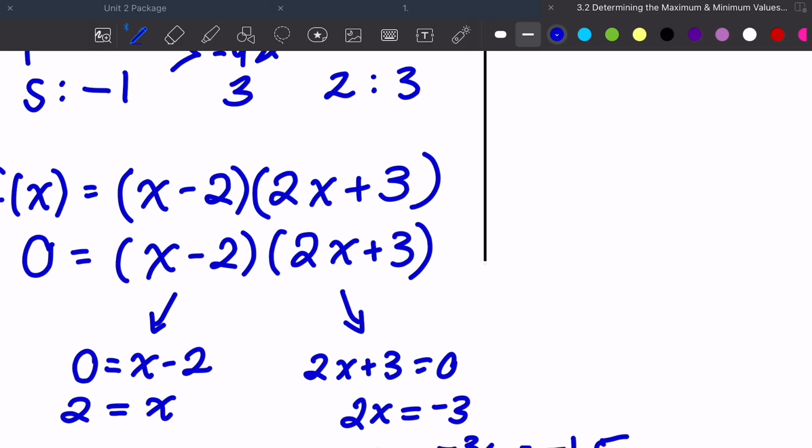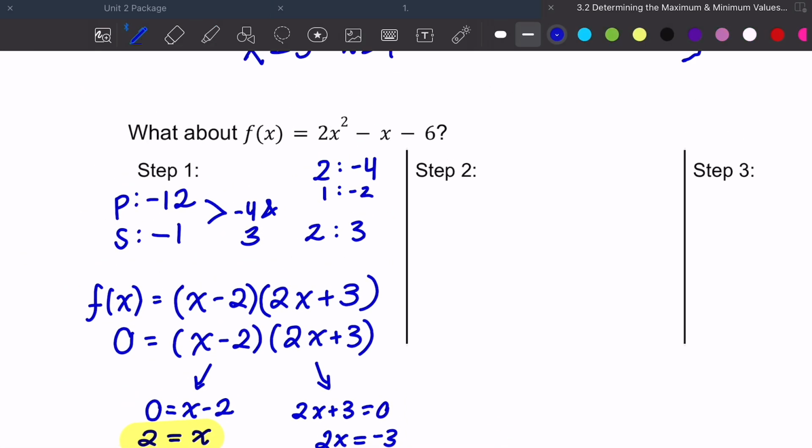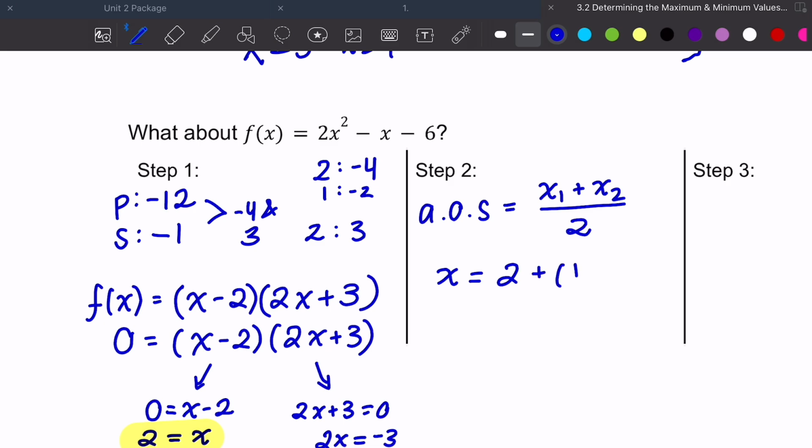So those are my 2 x-intercepts. And same thing, it doesn't matter that I have a fraction. So my axis of symmetry is going to be x1 plus x2 all over 2. So this is going to be 2 plus negative 1.5, which leaves me with 0.5 on top. And 0.5 divided by 2, what is that?